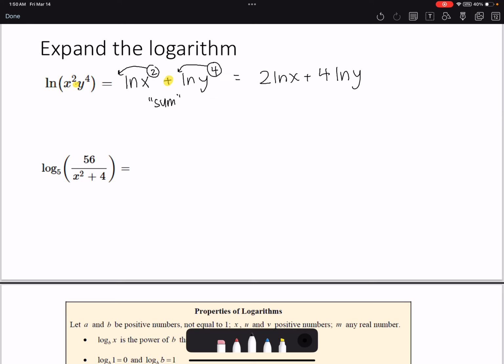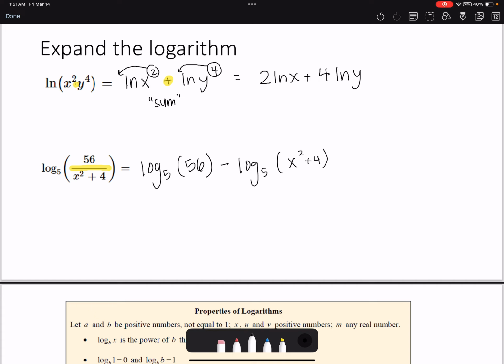Okay, and then the other one, this one is dividing. So when we write this out separately, we have log base 5 of the numerator minus log base 5 of the denominator. And that's as simple as it gets.